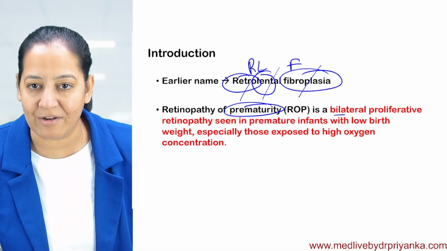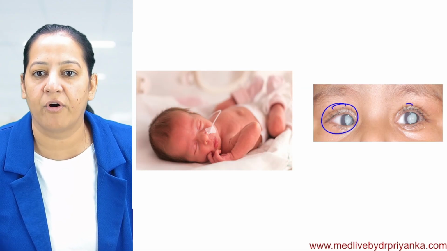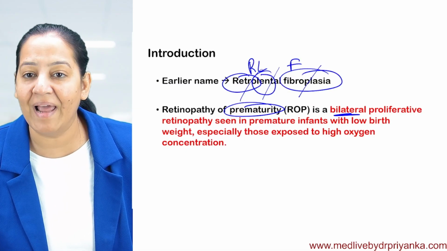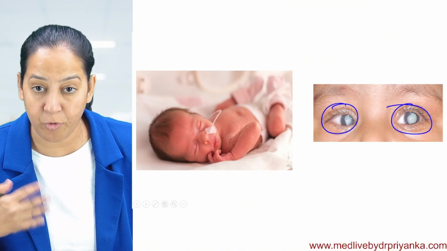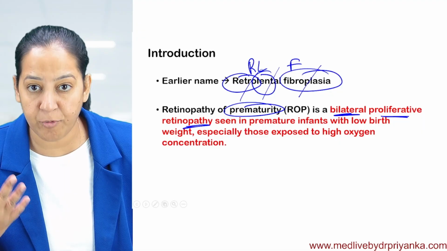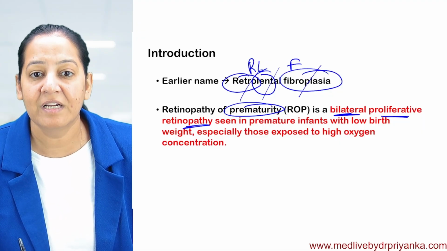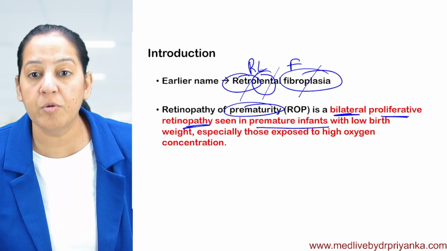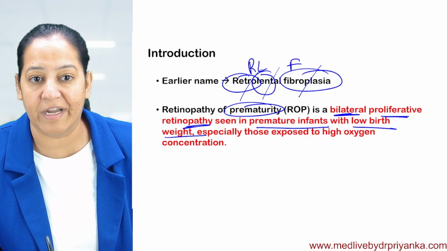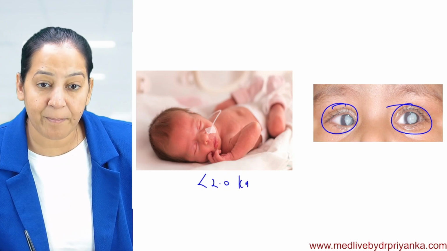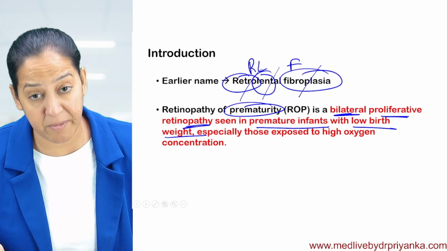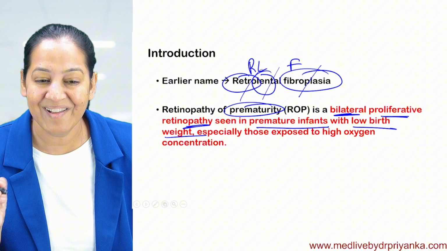This disease is bilateral. First of all, ROP is bilateral. It is a bilateral proliferative retinopathy. In the retina, there is some proliferation. Proliferation is taking place in premature newborns, the newborns who are born with low birth weight, whose birth weight is less than 2 kg. These are premature infants with low birth weight.